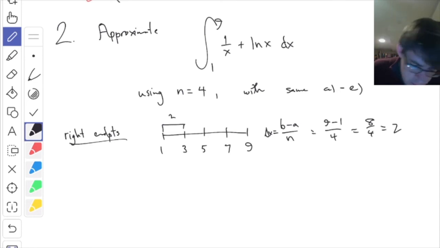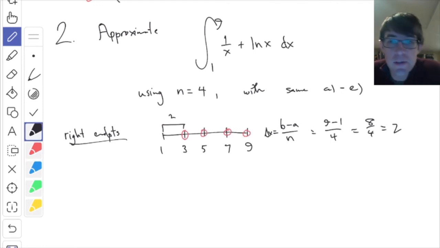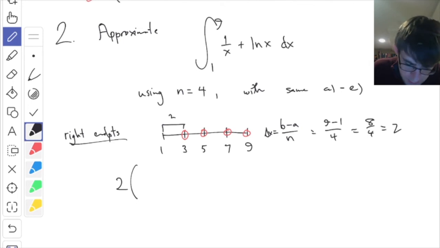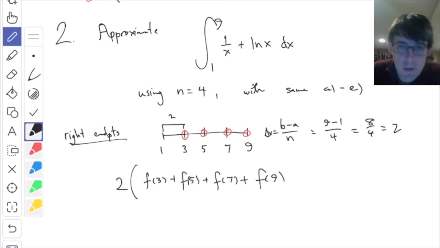Okay, anyway, I'm using the right endpoints for part A here, which are these 4 numbers, 3, 5, 7, and 9. So my answer involves plugging 3, 5, 7, and 9 into the function that you see inside the integral sign. My answer is going to be 2 on the outside. That's the delta x. And then on the inside, I plug in. I'll write it this way first. f of 3 plus f of 5 plus f of 7 plus f of 9, right? I factored the delta x out, and then I'm plugging in each of those 4 points on the right endpoints of the interval. Okay, and don't leave your answer like that.